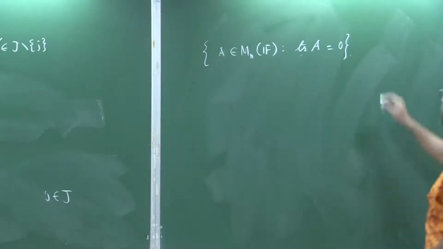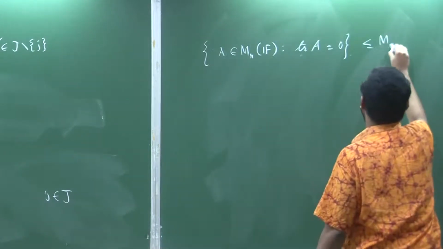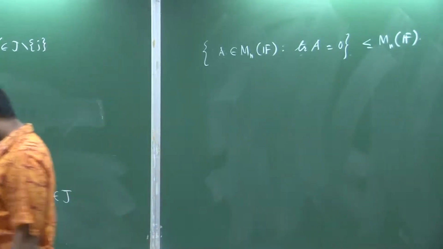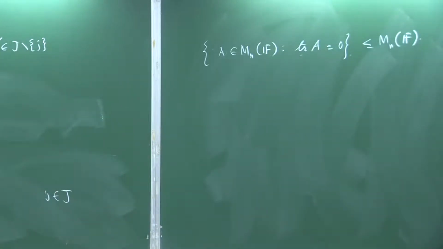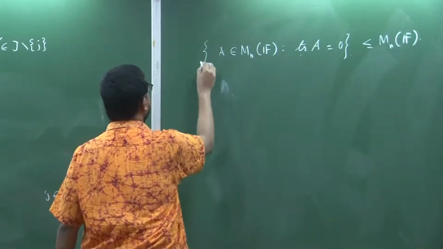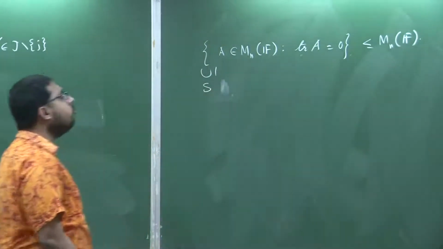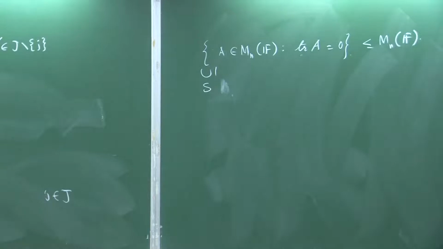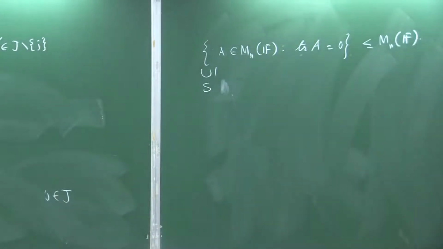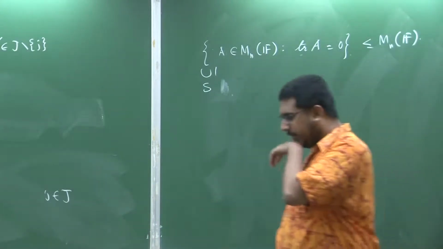This is a subspace of M and F. Okay. Then how should we... So, what should be... Can I find a subset of that whose span is going to be the subspace itself? I repeat.